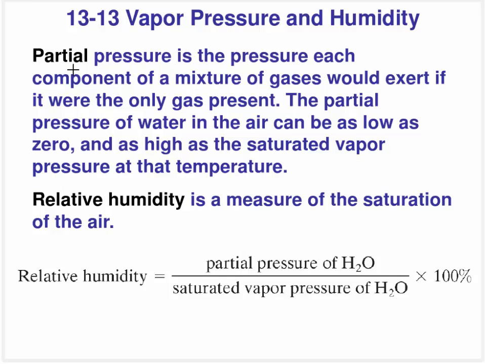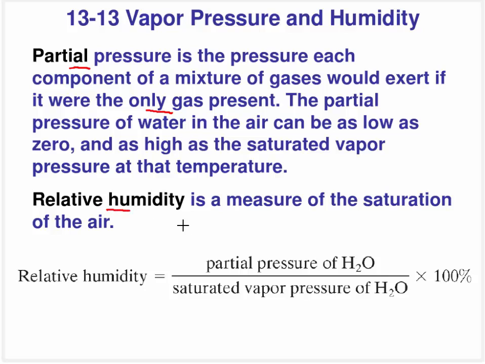Now we can relate this vapor pressure to something that we're more familiar with, which is relative humidity. I have to say that first we can talk about partial pressure. If we consider a mixture of gases, say nitrogen, oxygen, and water vapor, partial pressure is going to be the pressure of each if it was the only gas present. And the partial pressure of water in air can be as low as 0 and as high as the saturated vapor pressure at that temperature.